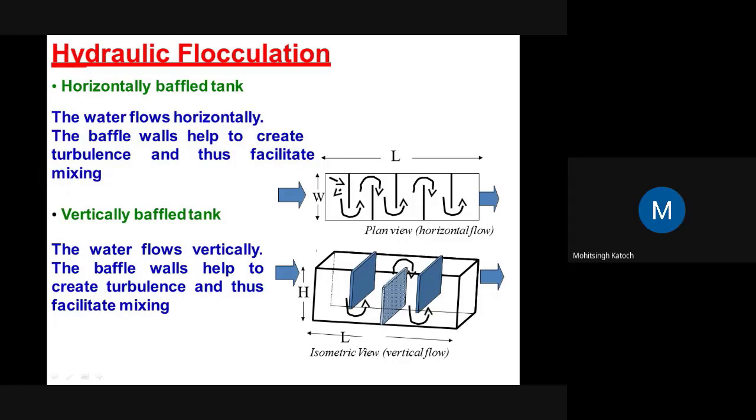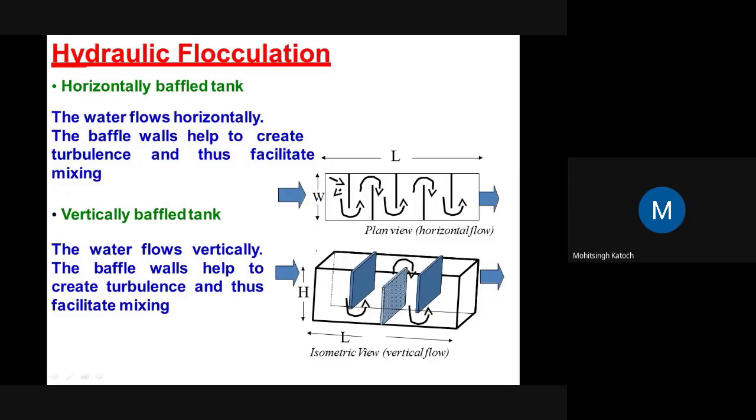In horizontal baffle tank, the water flows horizontally. The baffle walls help to create turbulence and thus facilitate the mixing. In vertically baffled tanks, the water flows vertically. The baffle wall helps to create turbulence and thus facilitates mixing. So in both these horizontal and vertical baffle wall tanks, you can see in the diagram, horizontal tank has been shown in a plan view, that is in a top view.